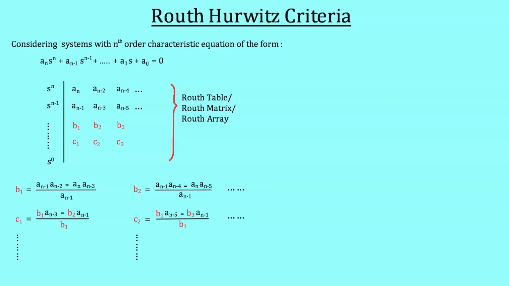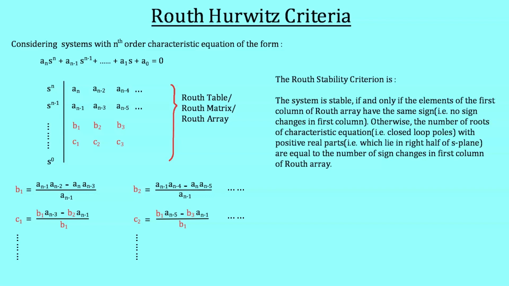The question still remains how we have to determine whether the system is stable or not. Now comes the Routh stability criteria, which states that the system is stable if and only if the elements of the first column of Routh array have the same sign. Otherwise, the number of roots of the characteristic equation with positive real parts is equal to the number of sign changes in the first column of Routh array.